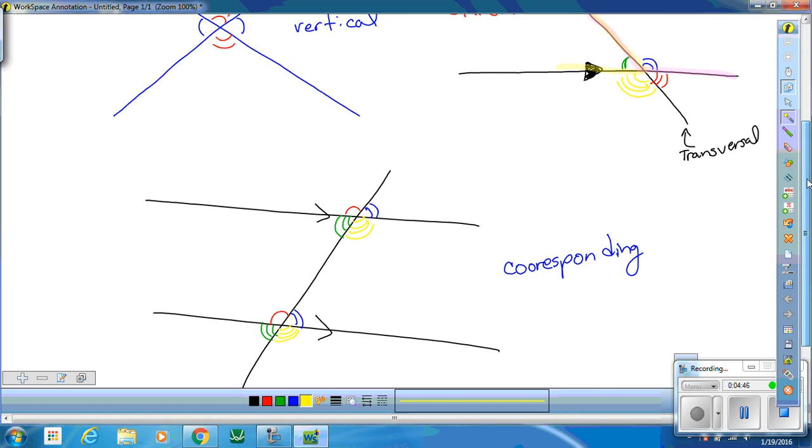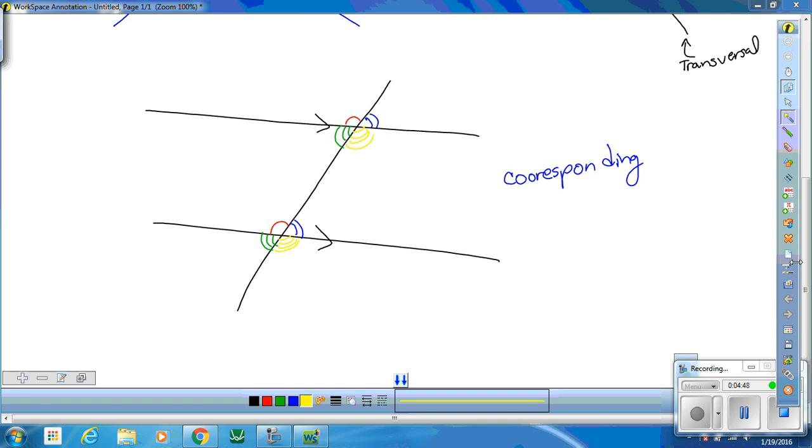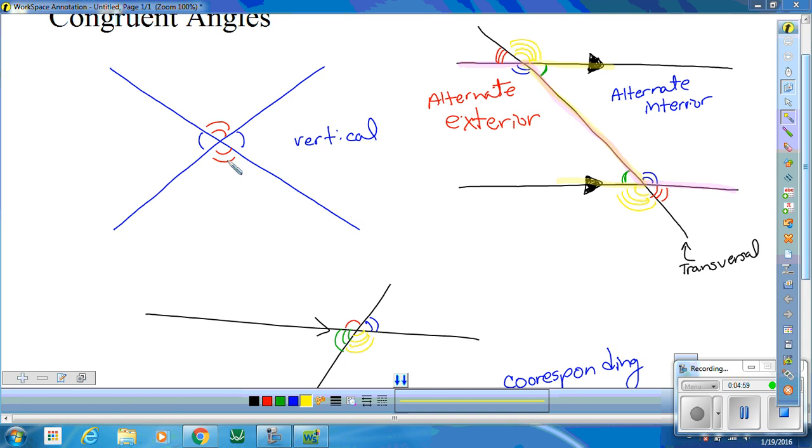Sometimes they don't mark these in pictures for you. You have to be paying attention to, oh, are there parallel lines here? Because then I might have some equal angles. Oh, do I have some intersecting lines here? I might have some vertical angles, and that would mean that they're congruent. They're not always going to tell you that they're congruent. You have to be paying attention.